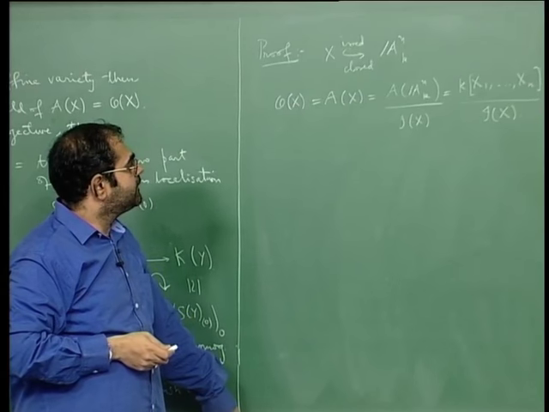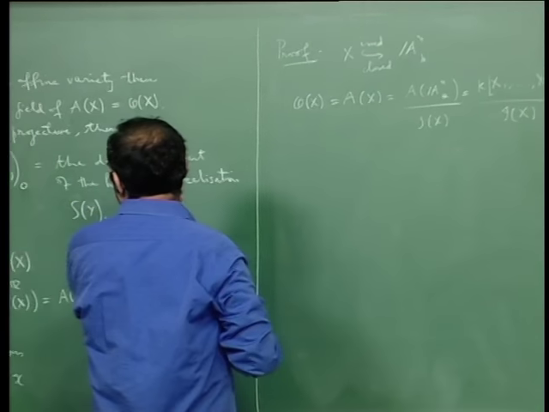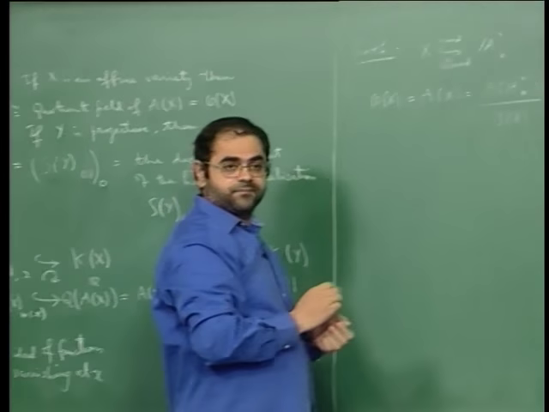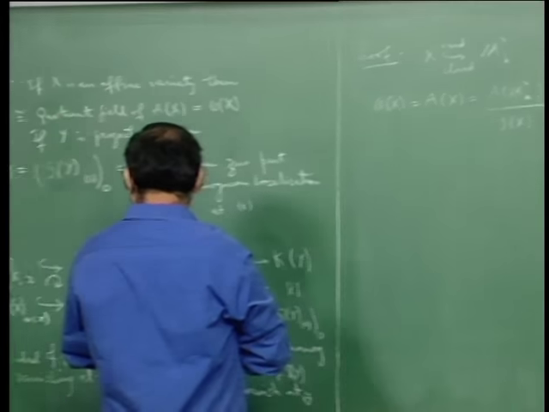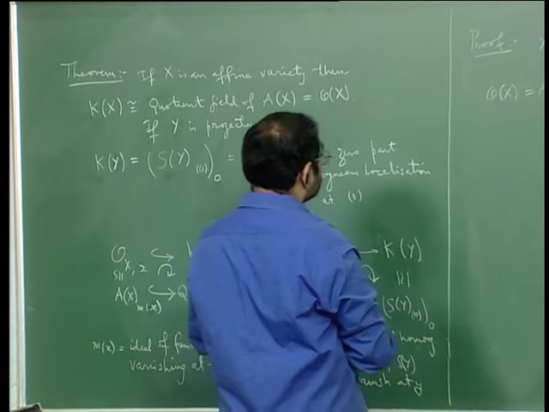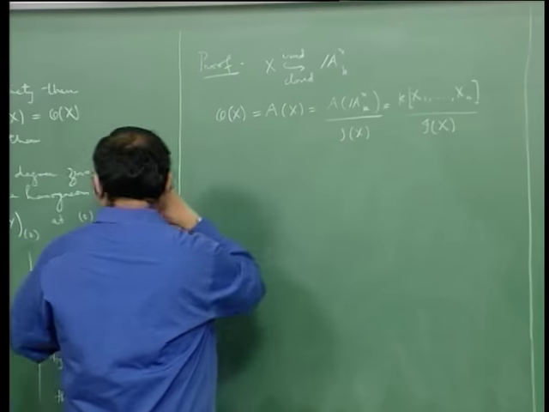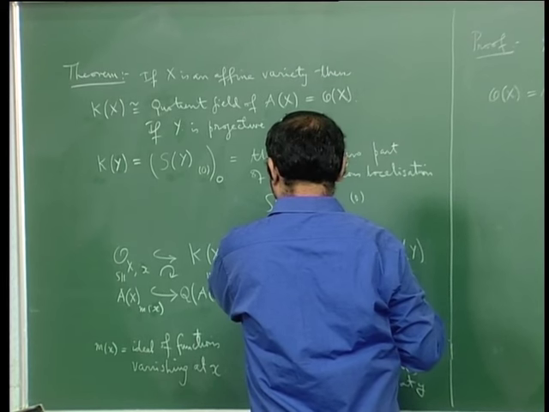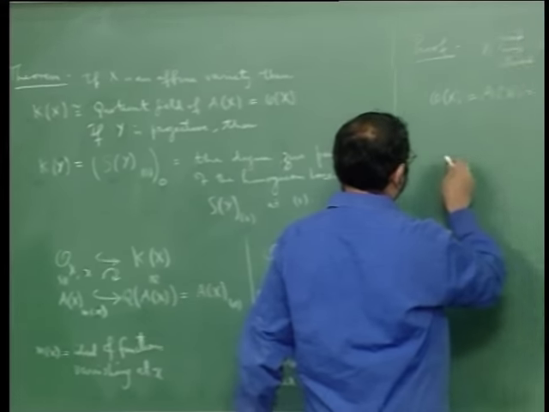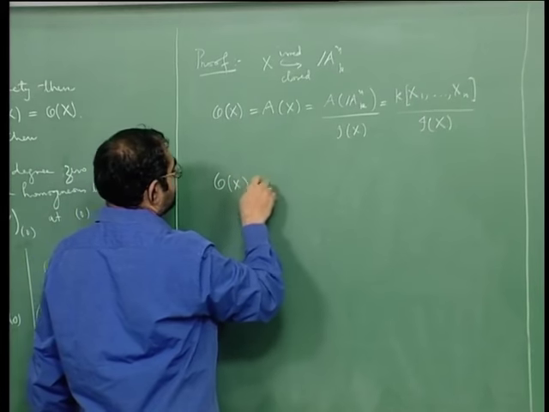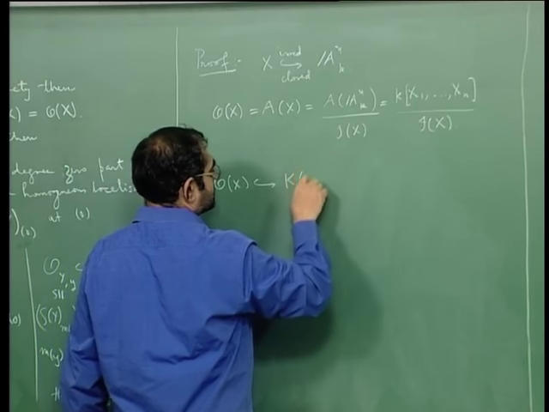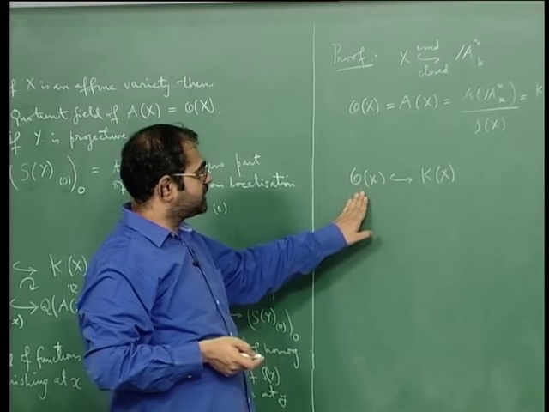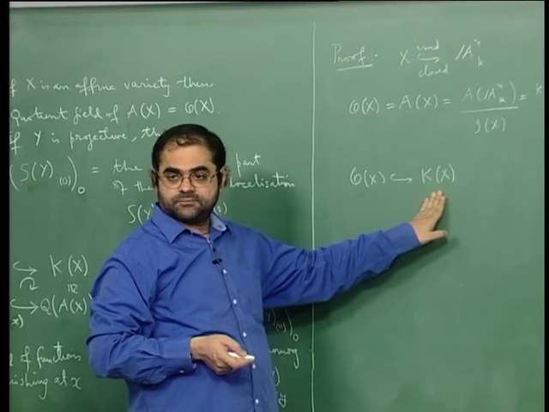And what I'm trying to show is that K(X) is the same as the quotient field of A(X). We already have that O(X) sits inside K(X). This is something that we have already seen. In fact, any regular function is also a rational function.